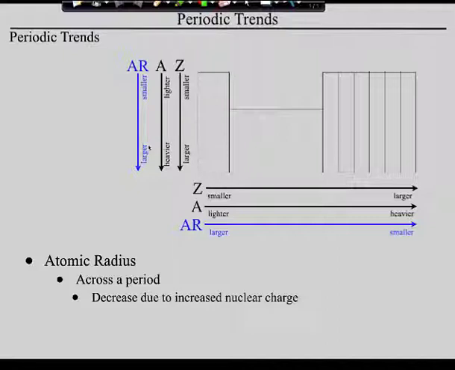Now, guys, let's see if you really understand that. We've got 2 more trends to go. And both of the trends that we are now going to talk about all hinge on atomic radius. So let's do this really quickly.